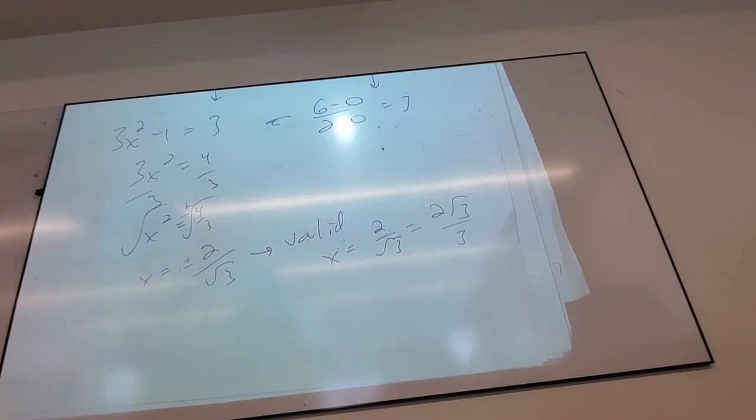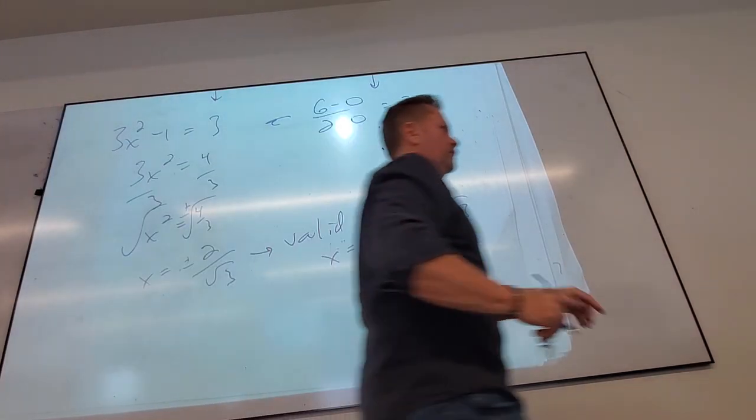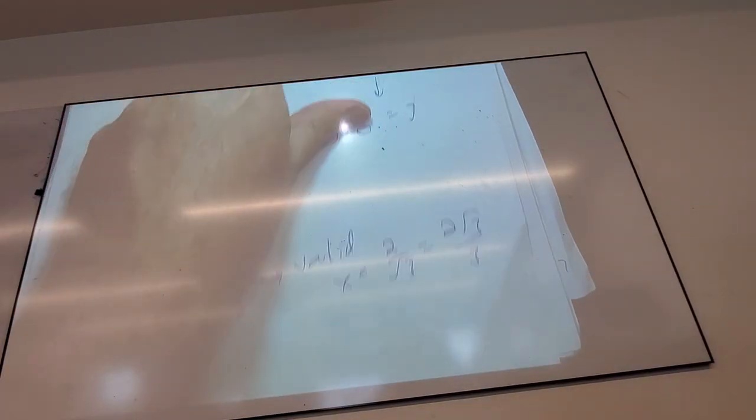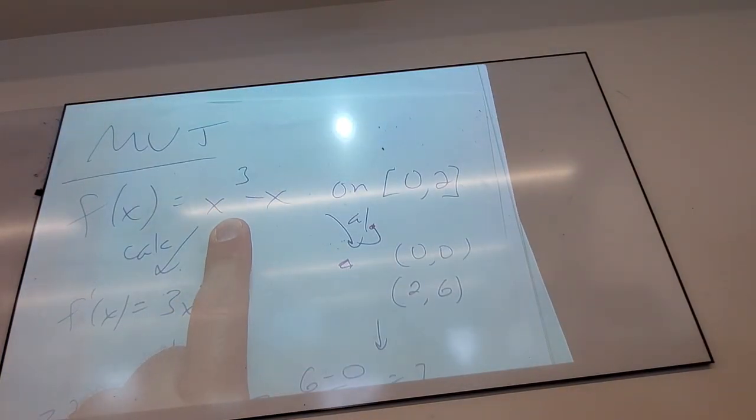It is possible to get more than one valid answer, because if I have a function that does this and does this, it could have multiple places where it has the same slope. So all the mean value theorem says is it's got to have at least one if it's continuous and differentiable. So if I was really smart and a good teacher, I would have said, is this continuous and differentiable?